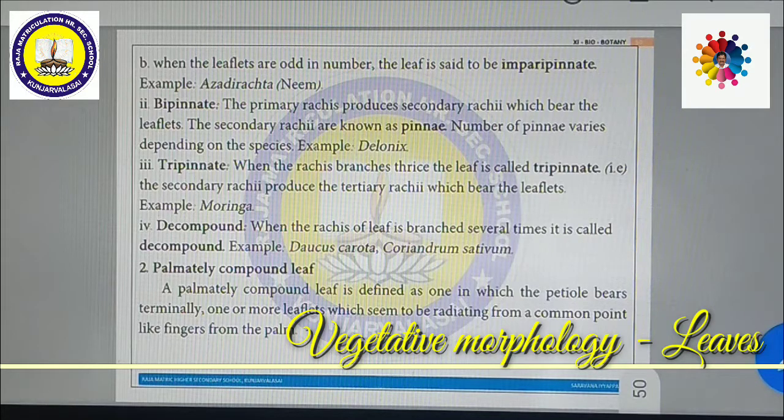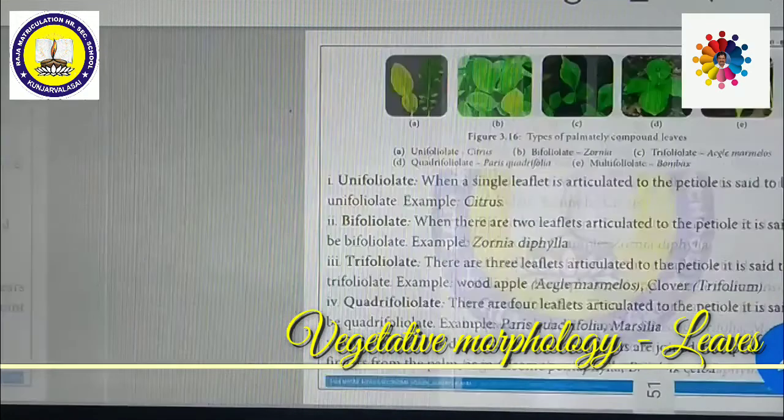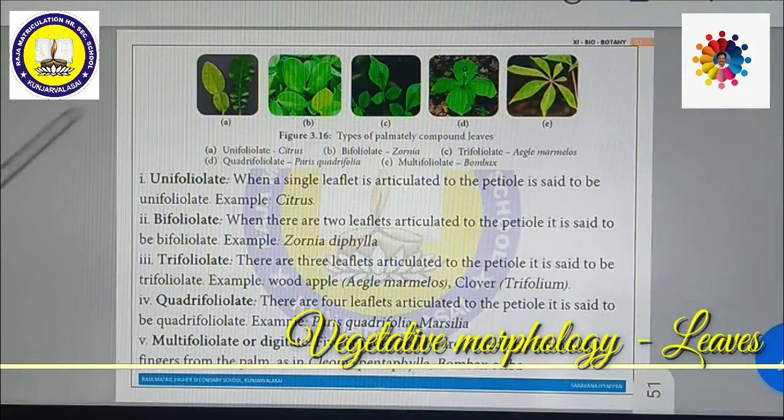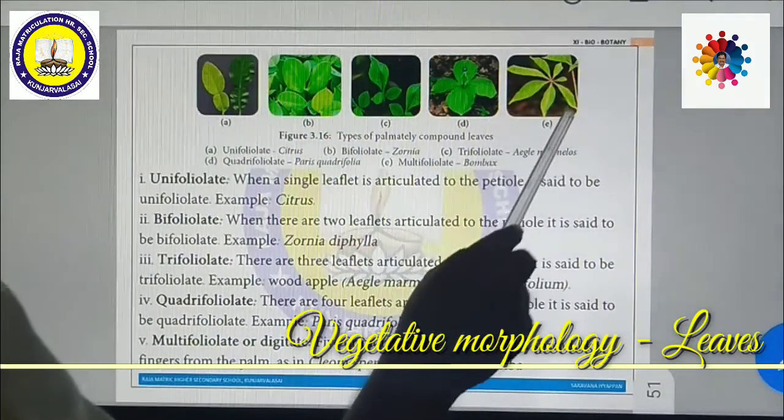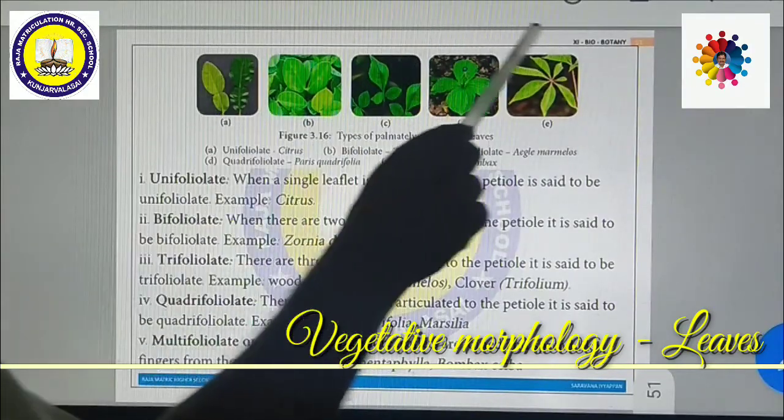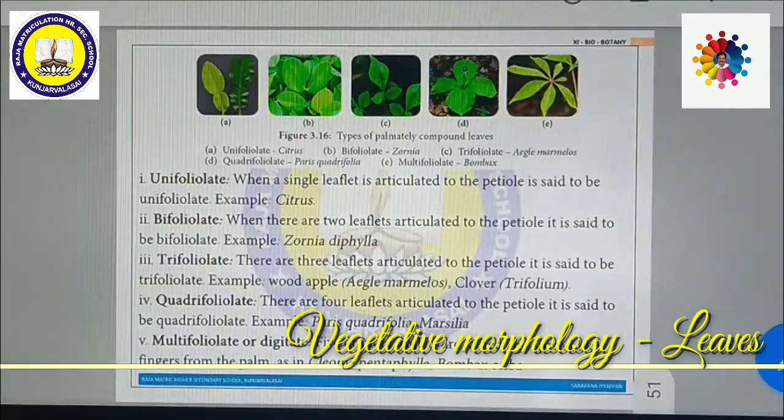Next we are going to see the palmately compound leaf. A palmately compound leaf is defined as one in which the petiole bears terminally one or more leaflets which seem to be radiating from a common point, with a finger-like appearance from the palm. See here, these are all palmately compound. Once again, the palmately compound leaves are further divided into various types.